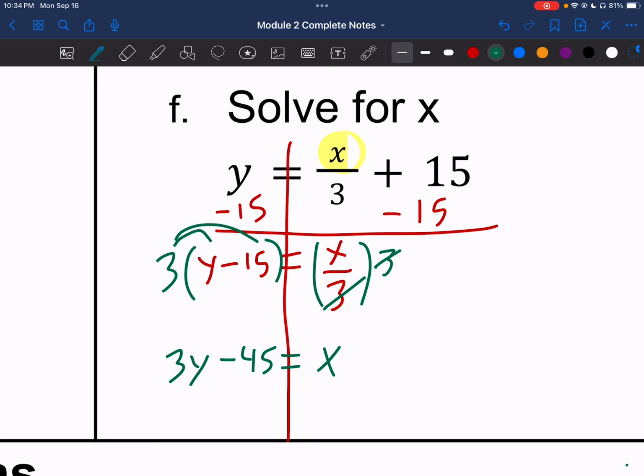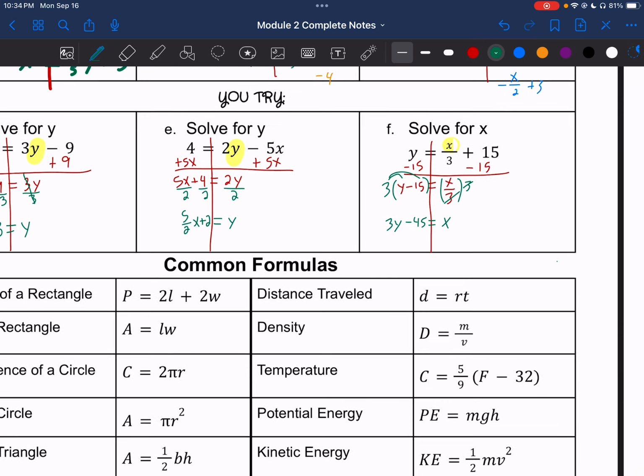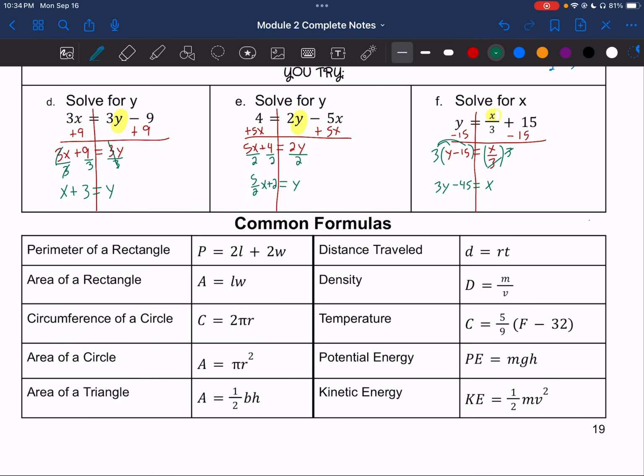Okay, so now at the bottom of the page here, you see some common formulas that come up in math class, and many of these are going to come up in science class as well. So you have the perimeter of a rectangle, area of a rectangle, circumference of a circle, area of a circle, and area of a triangle. You should have seen all of those formulas in prior years in 6th or 7th grade math, or maybe even going back into 5th grade. Okay, now the ones on the right, these are going to be science applied formulas that we're going to use at some point during the year for most of them.